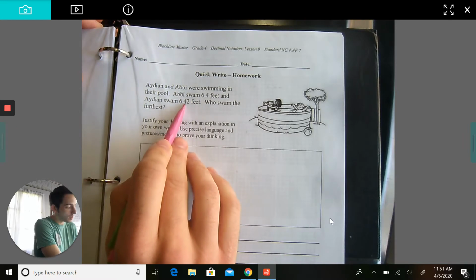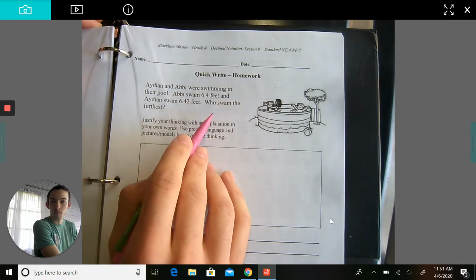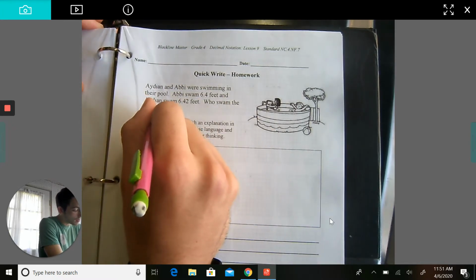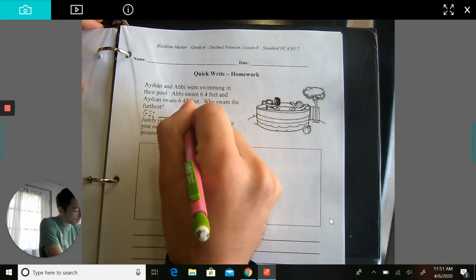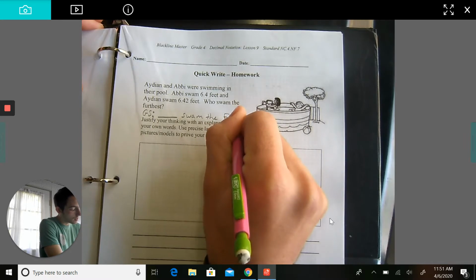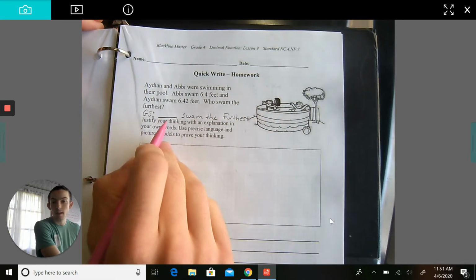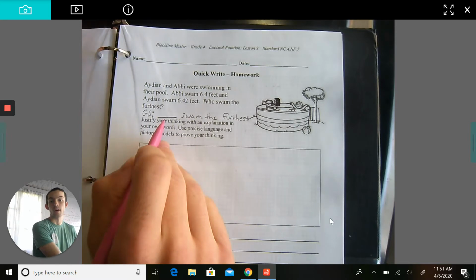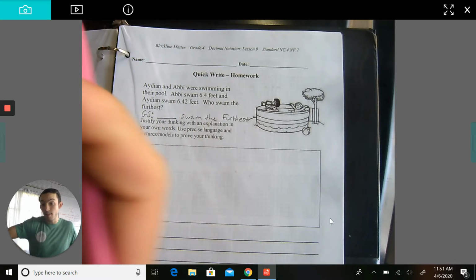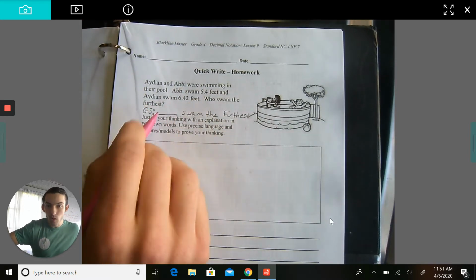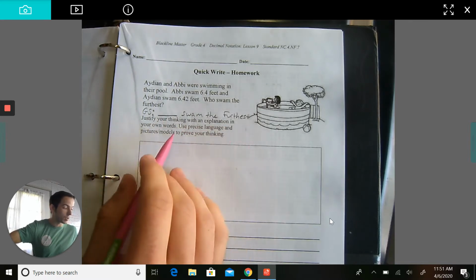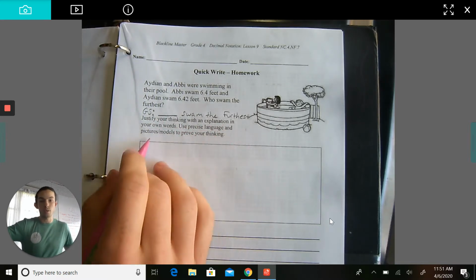Notice the different place values that come after this decimal here. The question is, who swam the furthest? So we'll even begin. Let's write a goal statement. Blank swam the furthest. Remember, this goal statement will help students go back to what they're supposed to figure out for their answer. The furthest means who swam the longer length. So we're going to justify with explanation using language, pictures, models to prove our thinking.